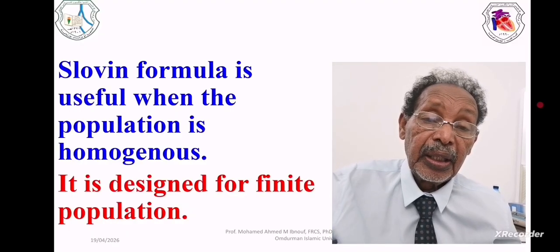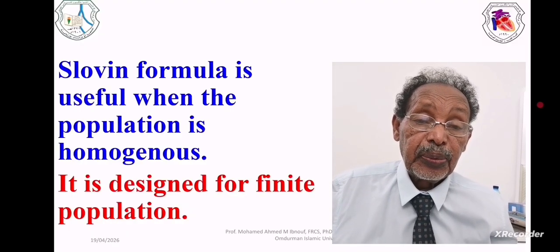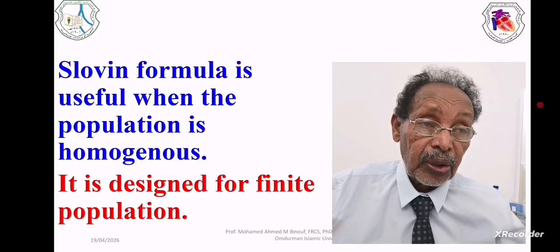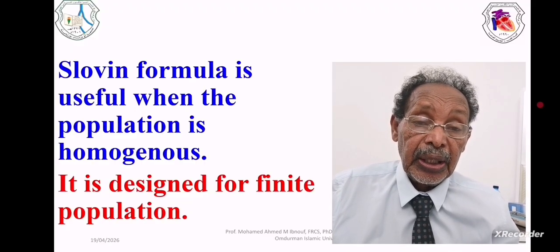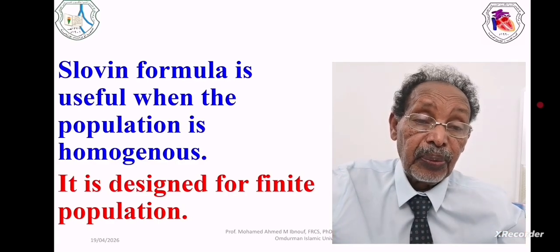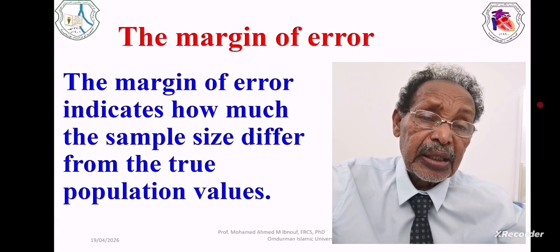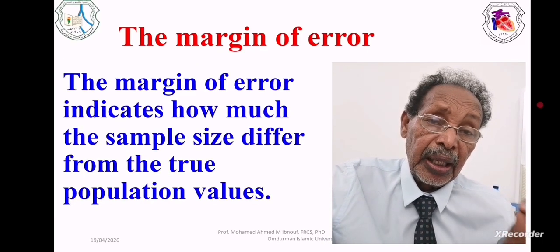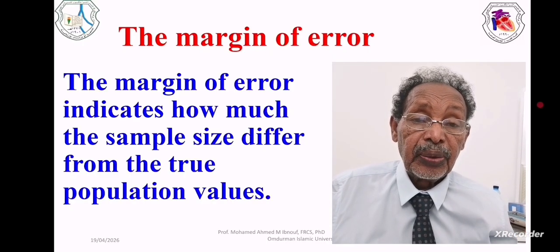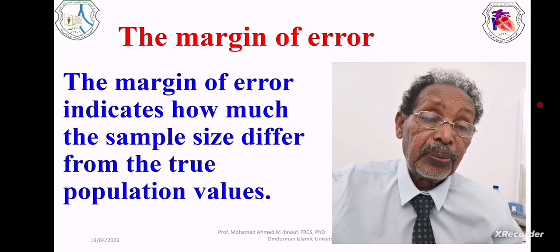The Slovin formula is useful when the population, as I said, is homogeneous. All have one diagnosis. It is designed for a finite, limited number of population. These facts are crucial and important. And as I said, the margin of error indicates how much the sample size differs from the true population.